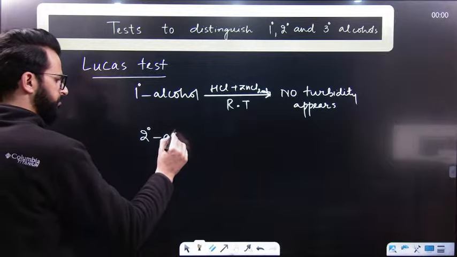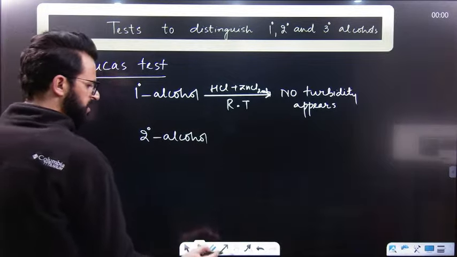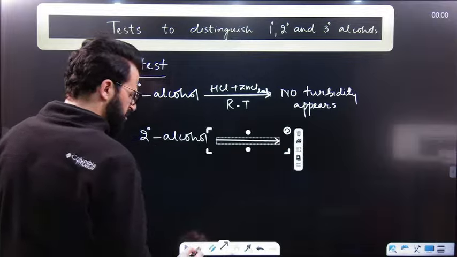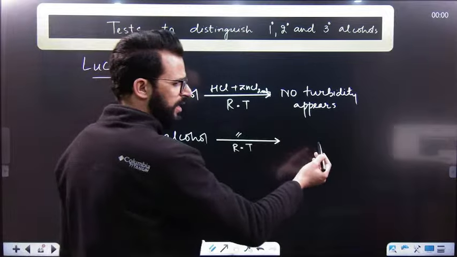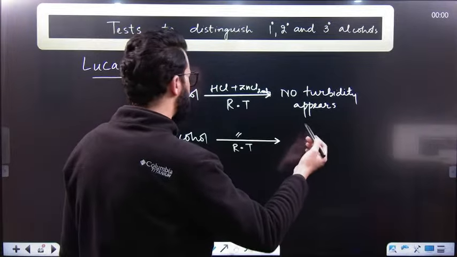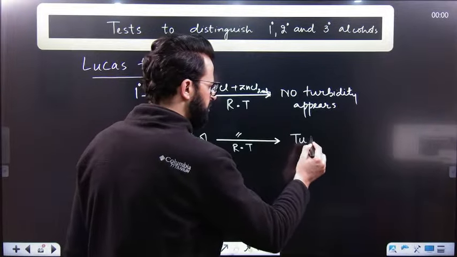Secondary alcohol reacts with Lucas reagent and can form a secondary alkyl chloride. That means turbidity appears.